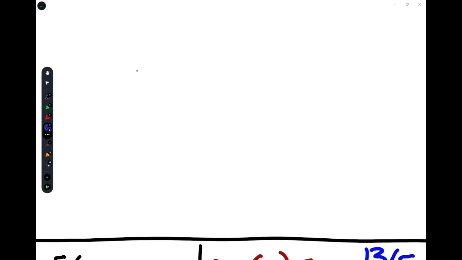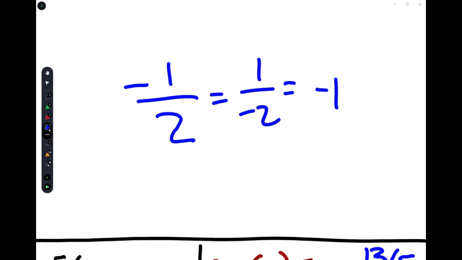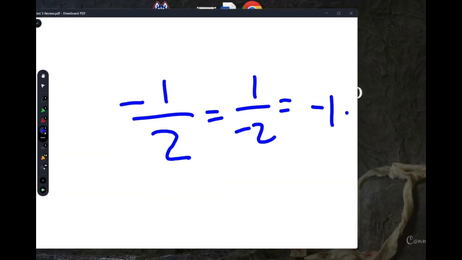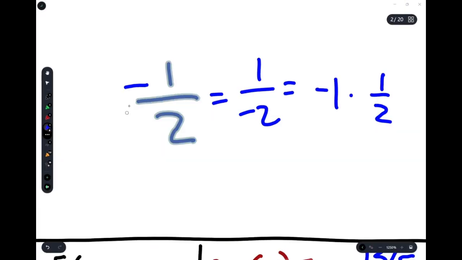But then let's go back. Negative 1 over 2 is the same as 1 over negative 2, which is the same as negative 1 times 1 over 2, right? Which one's different? They all equal negative 0.5. If you convert them out of fractions, you don't have to worry about this stuff. So it doesn't matter where you put that negative sign. Don't spend too much time stressing over it. Good math concept.